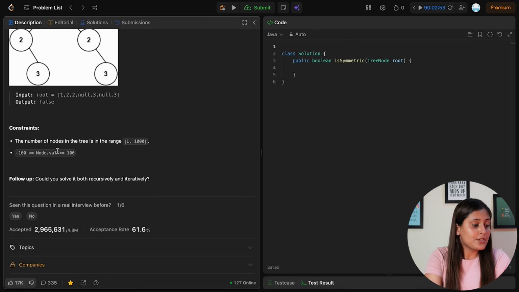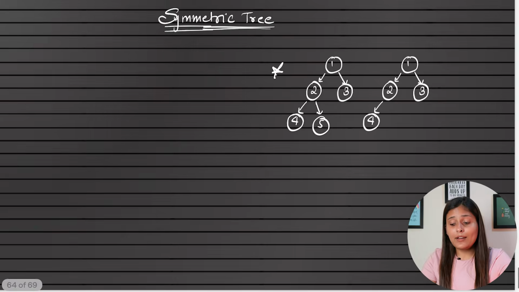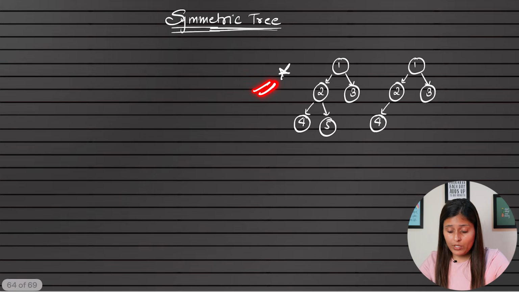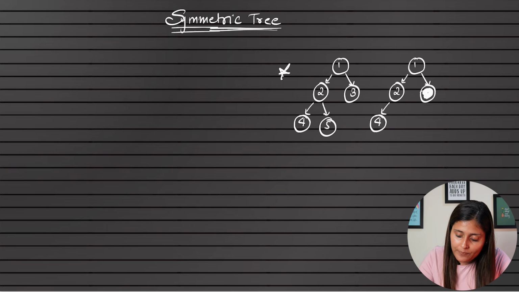Okay. So now let's go and try to understand this problem. Here I am going to take the same example for the symmetric tree, and the idea is very simple. If root matches, now its left should match with the right, so this should be 2, and this should be 3.